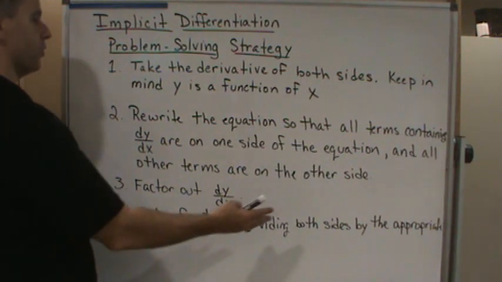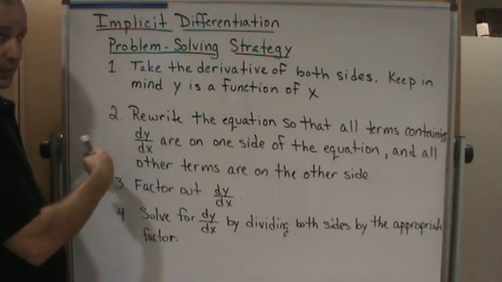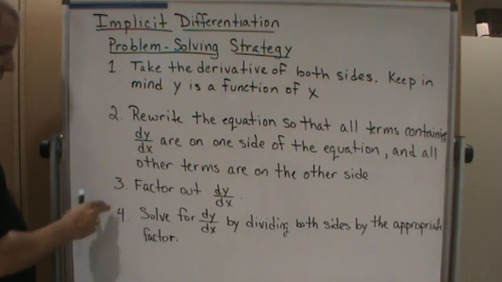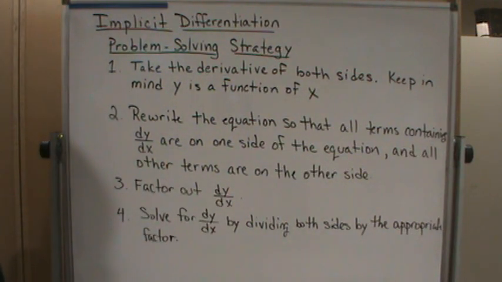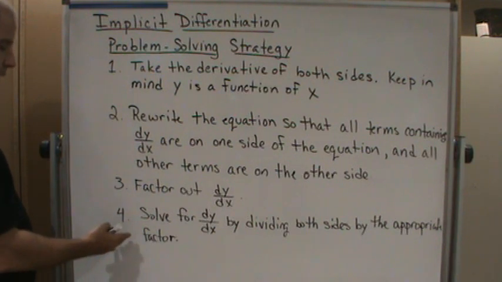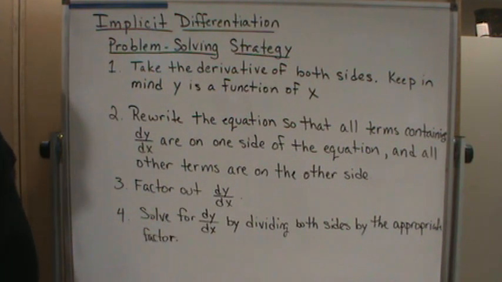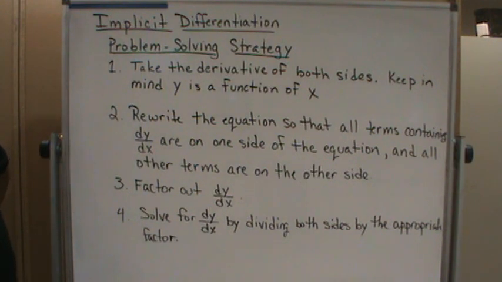So we want all the terms, let's say, on the left, so we can factor out in the next step. Because in the next step we're going to factor out dy dx from the terms that we've put on one side that all contain dy dx. Then the final one is we're going to solve for dy dx by dividing by the appropriate factor, the appropriate expression. Okay, and that's it.